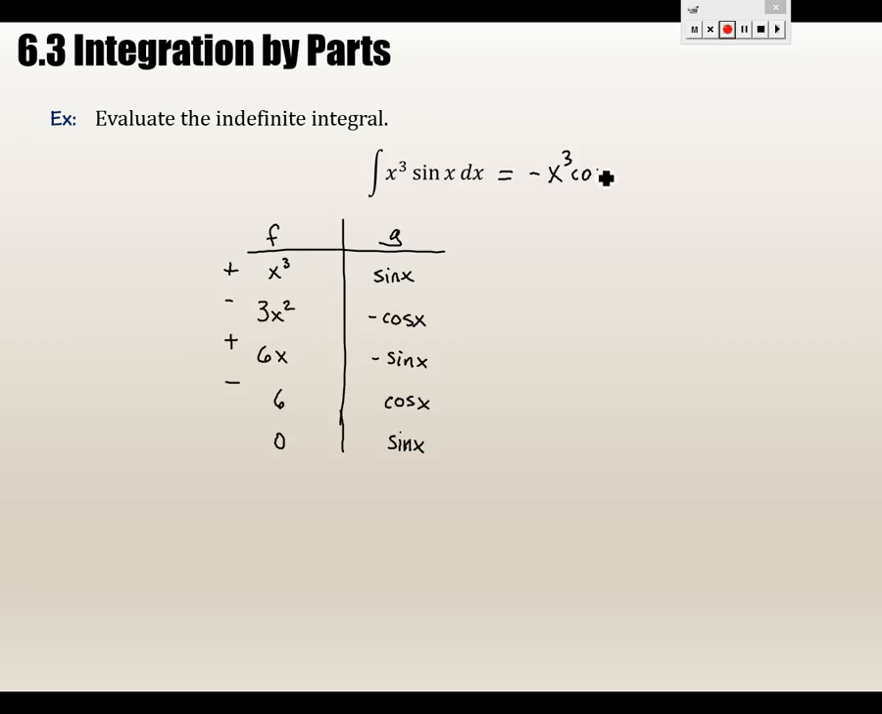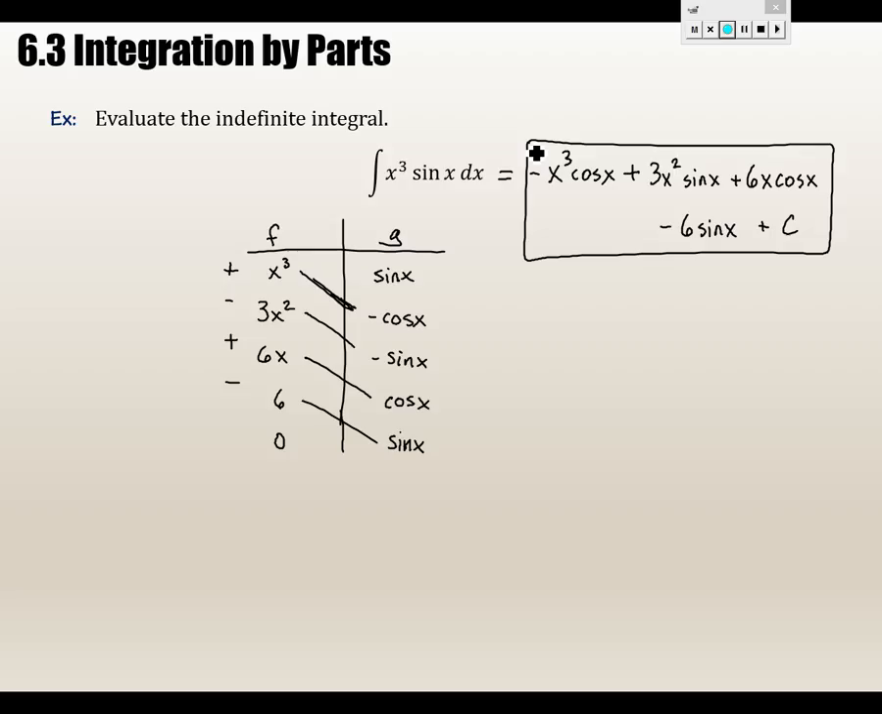Negative x cubed cosine x, plus 3x squared sine x, plus 6x cosine x, minus 6 sine x, plus c.